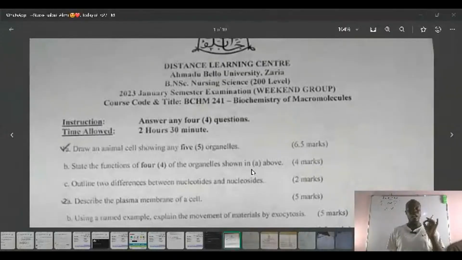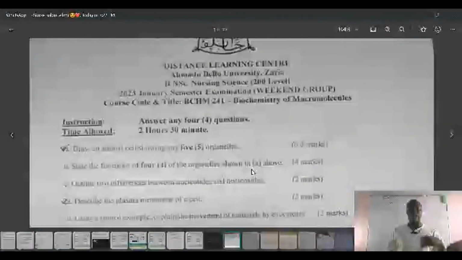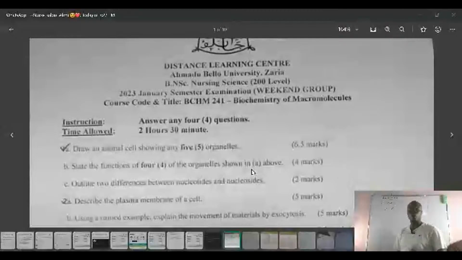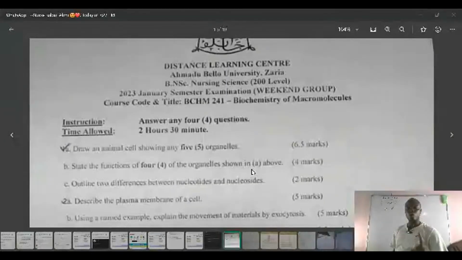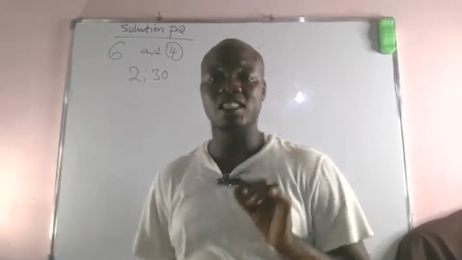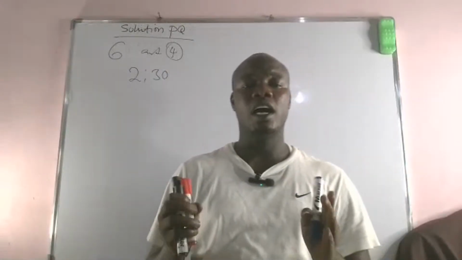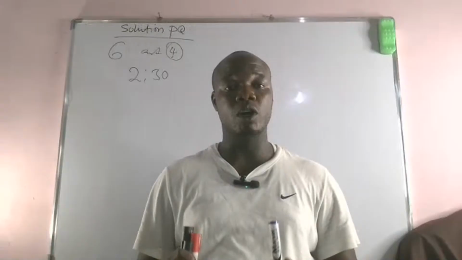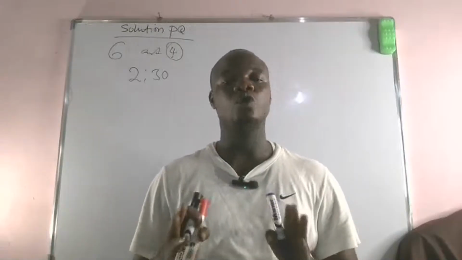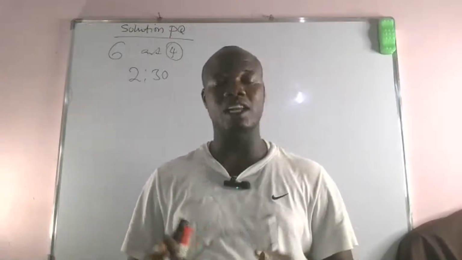I'm going to try as much as possible to answer all these questions here, together with you. So question 1A says, draw an animal cell showing 5 organelles. Ladies and gentlemen, it is very important as a student offering biochemistry to know how to draw the structure of an animal cell.